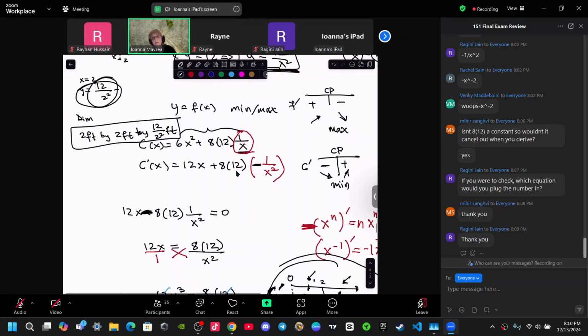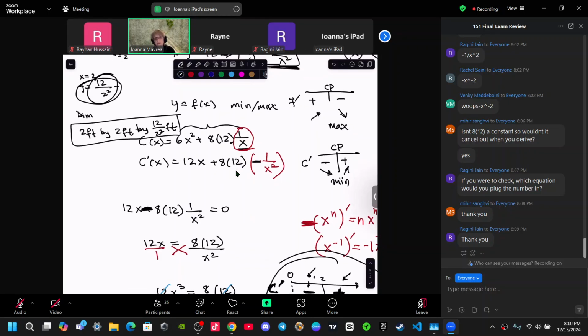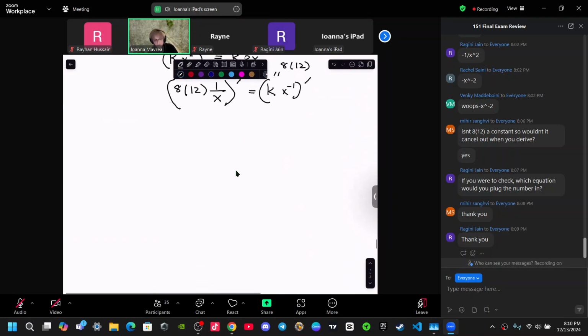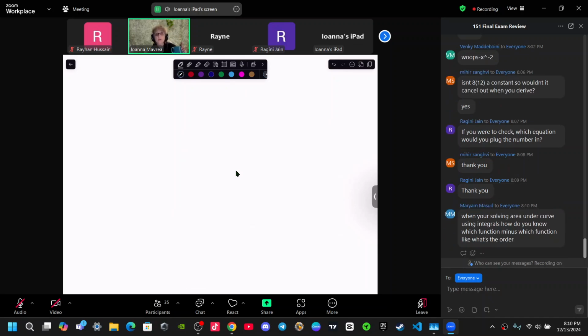Unless somebody says, can you tell me what the base is? What are the dimensions of the base? And I'll say 2 feet by 2 feet, and the height is whatever that number was, 3. Okay, don't forget the units on this type of problems.